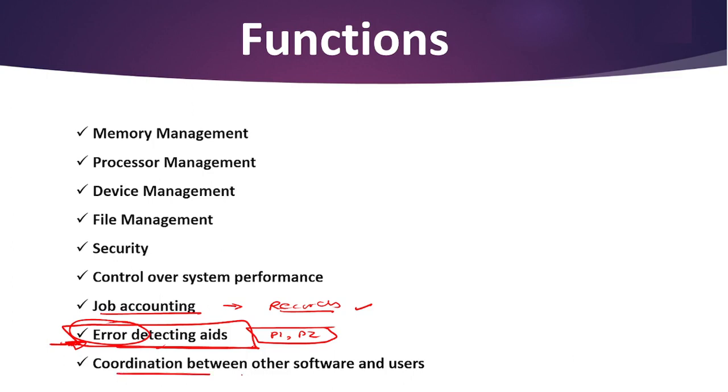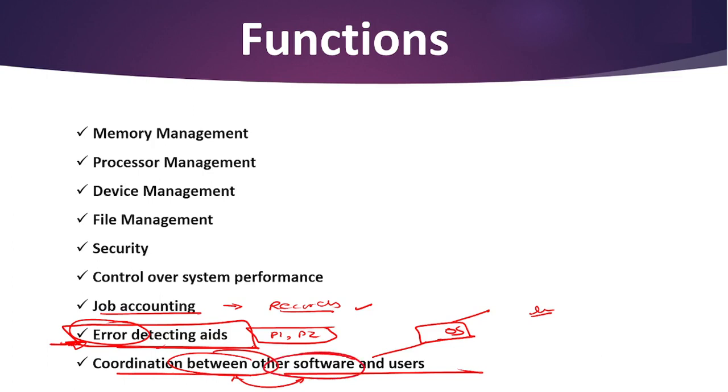Next point is coordination between other softwares and users. As you all know, in our computer system we have so many hardware components and so many software components, and the operating system always allows hardware components to be coordinated and directed, and allocates assembler, interpreter, compiler, and other software to different users of the computer system. And always remember, the operating system is the only thing that helps a computer system coordinate between different softwares, like we have discussed, assembler, compiler, interpreter, etc., and the users. Okay, so all these are important functions.